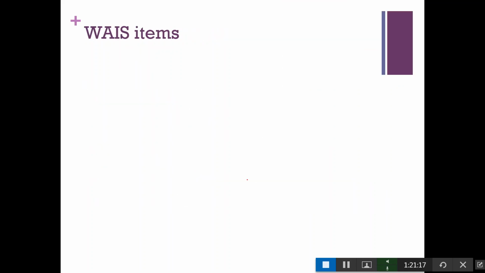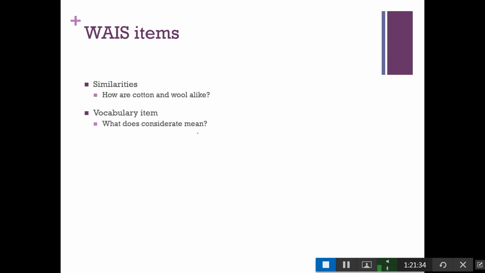So in the adult scale, it should look at things like similarities. They might ask you, how are cotton and wool alike? And you might say, well, they're natural fibers, right? Vocabulary items. What does considerate mean? They might ask you to do digit span tasks, which help test working memory.